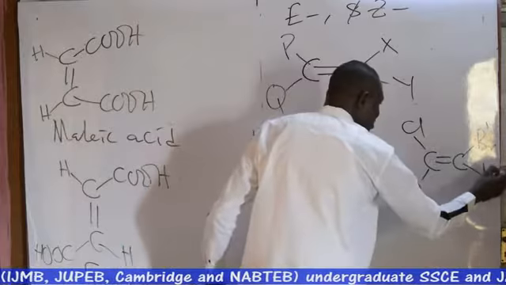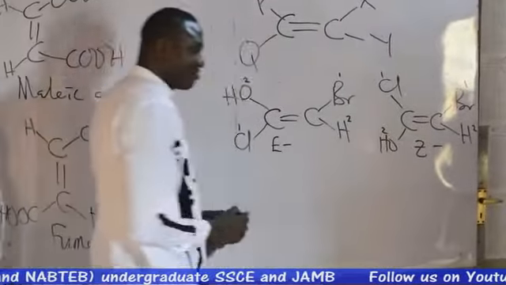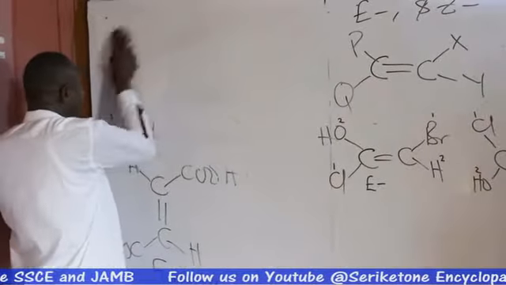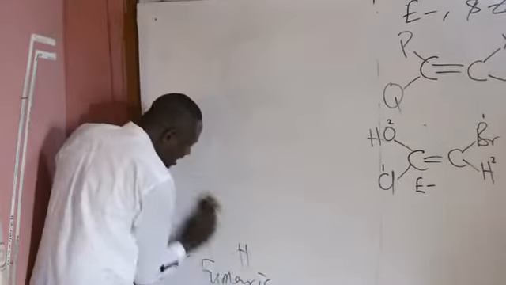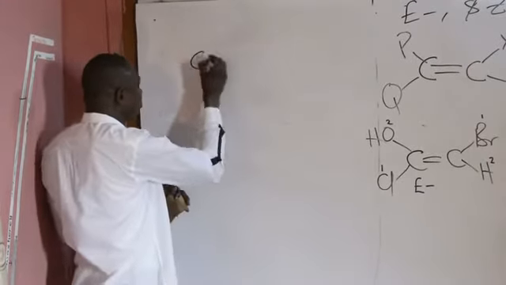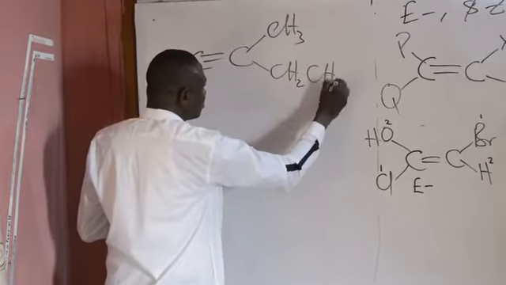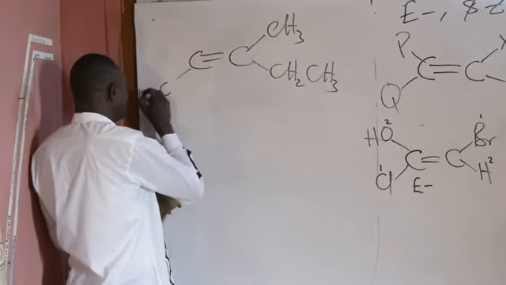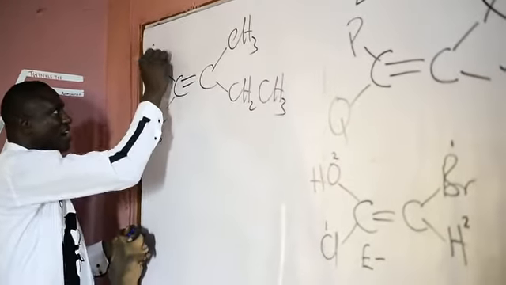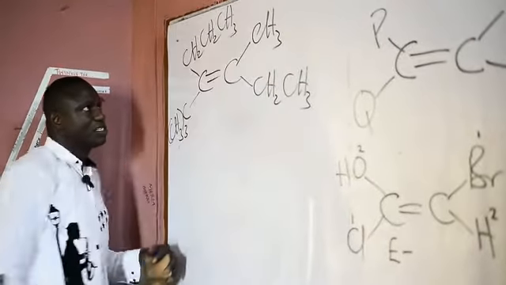Likewise here, you have 1, 2, and 2, 1, 1. This is the Z isomer. There are other examples, but let us look at one more. That type of geometric isomerism is what we refer to as E and Z, which is analogous to the one we are very familiar with. You have CH3, CH2, CH3. You have C, CH3, and you have here CH2, CH2, CH3.